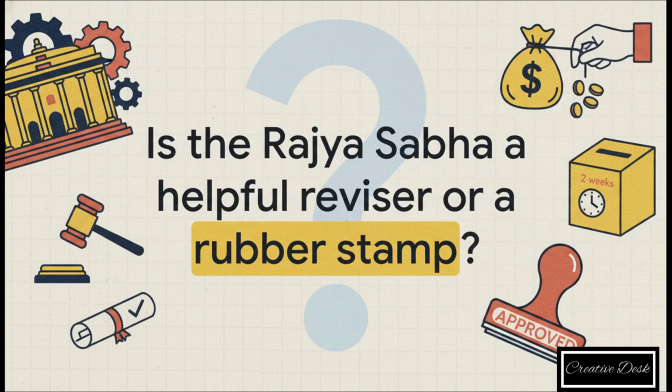Given that 14-day limit, does this constitutional setup make the Rajya Sabha a genuinely helpful reviser or just a rubber stamp? Think about how that balance of power actually serves modern democracy.